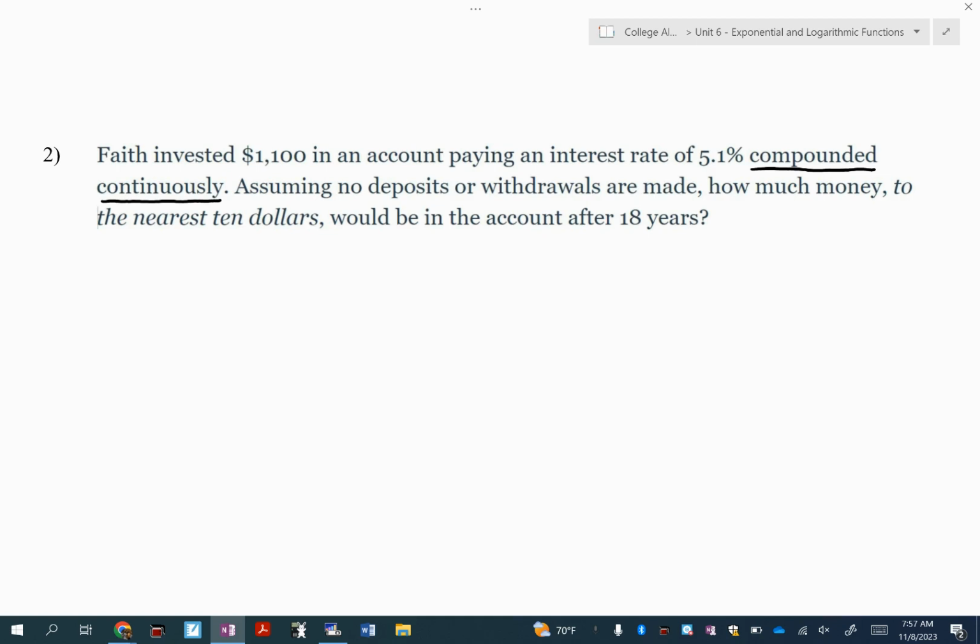All right, here's the formula we're going to use. Now you can use the A again, that lowercase a. But when you see the word continuously, I need you to think that it's a special base. And the special base is the letter E. Has anyone heard this number before, E? A is the initial amount.